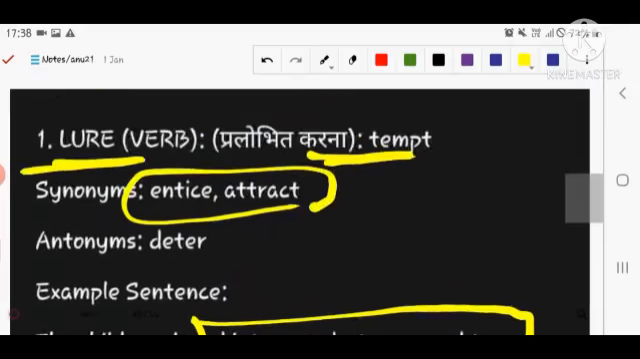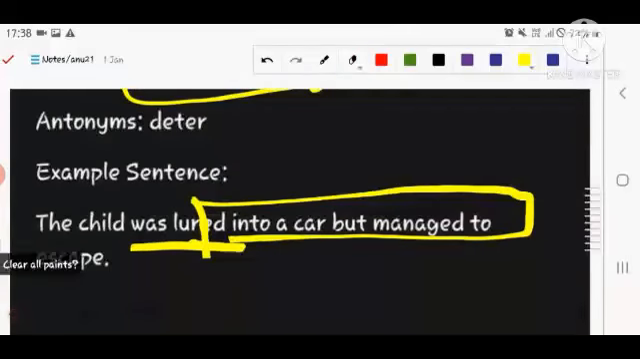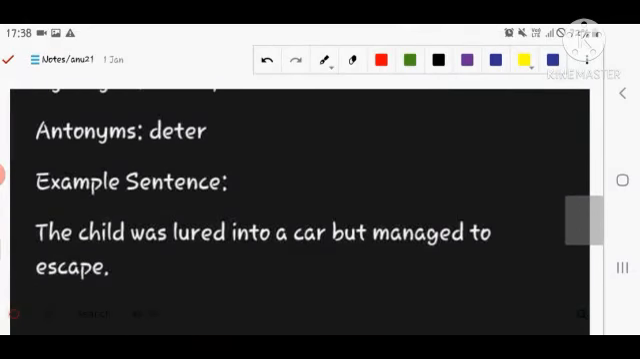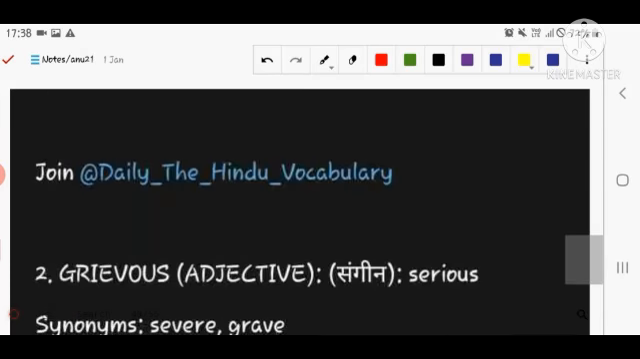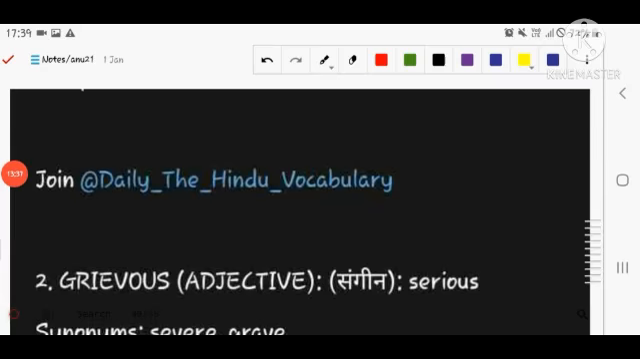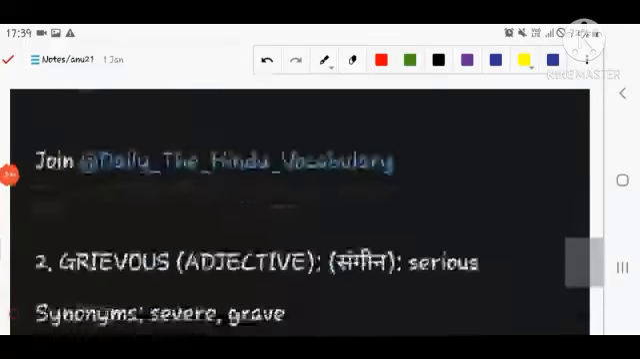What do you mean by this sentence? The child was lured, tempted into a car, but managed to escape, because there is some danger. You can say anything, kidnapped, is the meaning here.